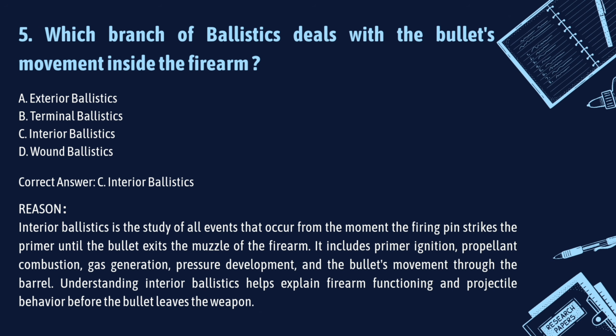Next comes question number 5. Which branch of ballistics deals with the bullet's movement inside the firearm? The correct answer is option C, interior ballistics. Reason, interior ballistics is the study of all events that occur from the moment the firing pin strikes the primer until the bullet exits the muzzle of the firearm. It includes primary ignition, propellant combustion, gas generation, pressure development and the bullet's movement through the barrel. Understanding interior ballistics helps explain firearm functioning and projectile behavior before the bullet leaves the weapon.